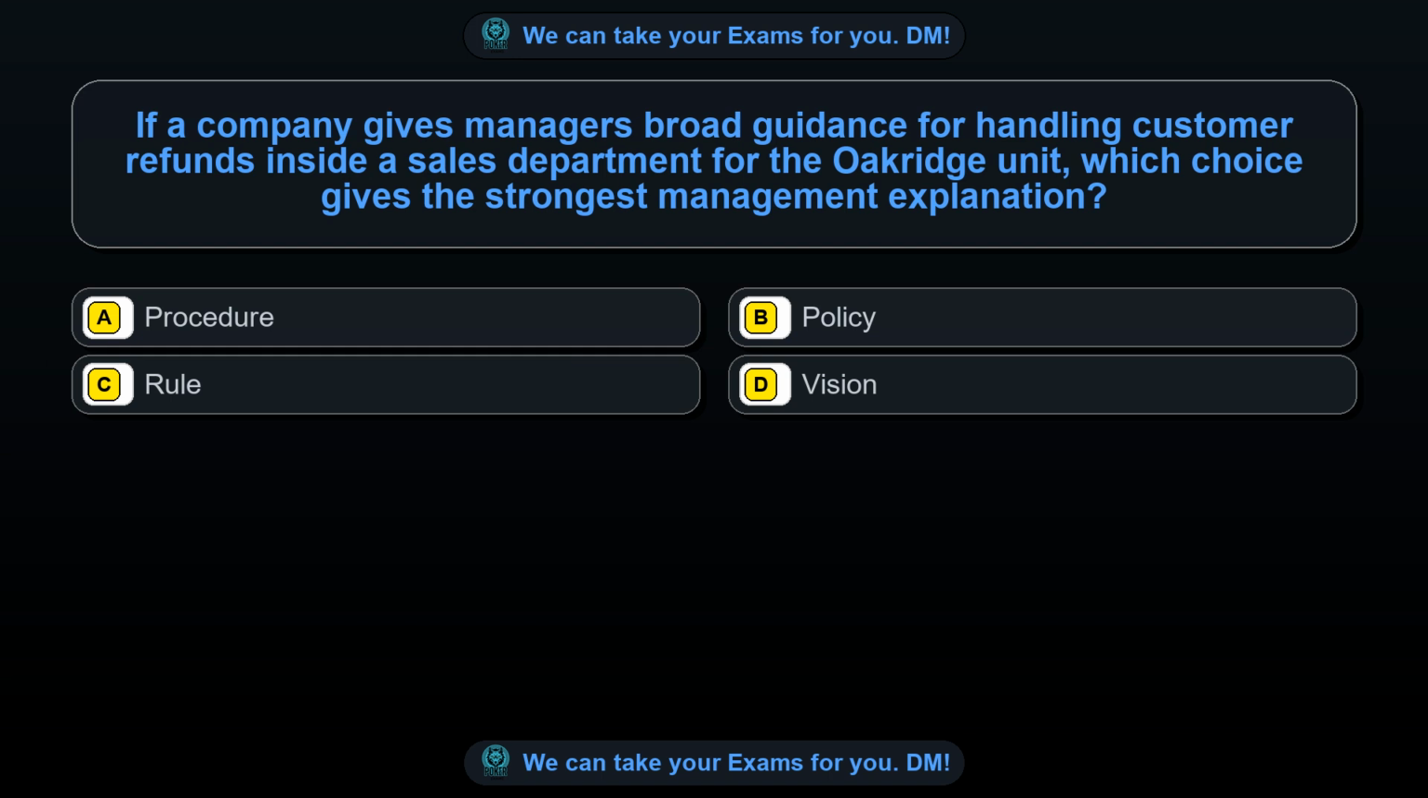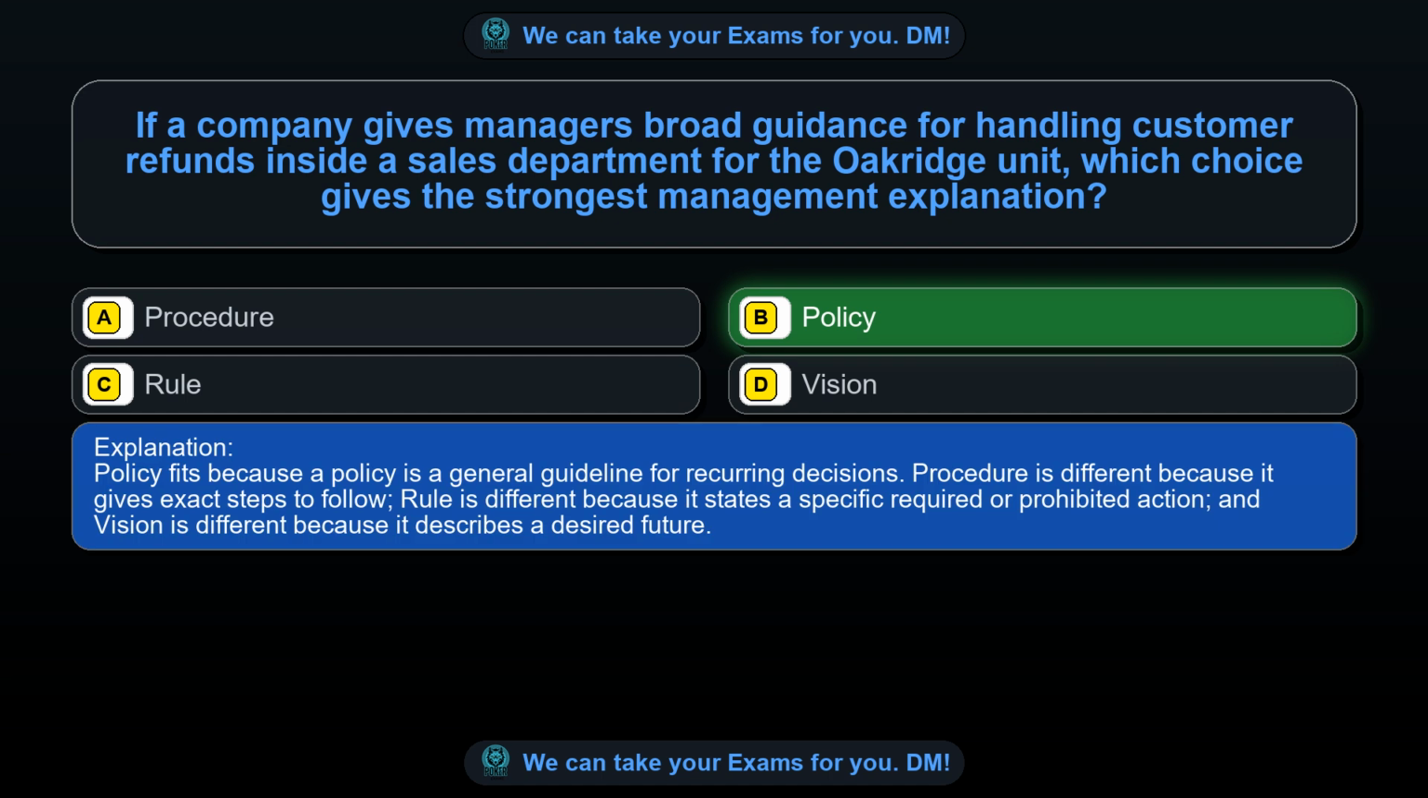Question 86. If a company gives managers broad guidance for handling customer refunds inside a sales department for the Oak Ridge unit, which choice gives the strongest management explanation? Option A, procedure. Option B, policy. Option C, rule. Option D, vision. The correct answer is option B, policy.